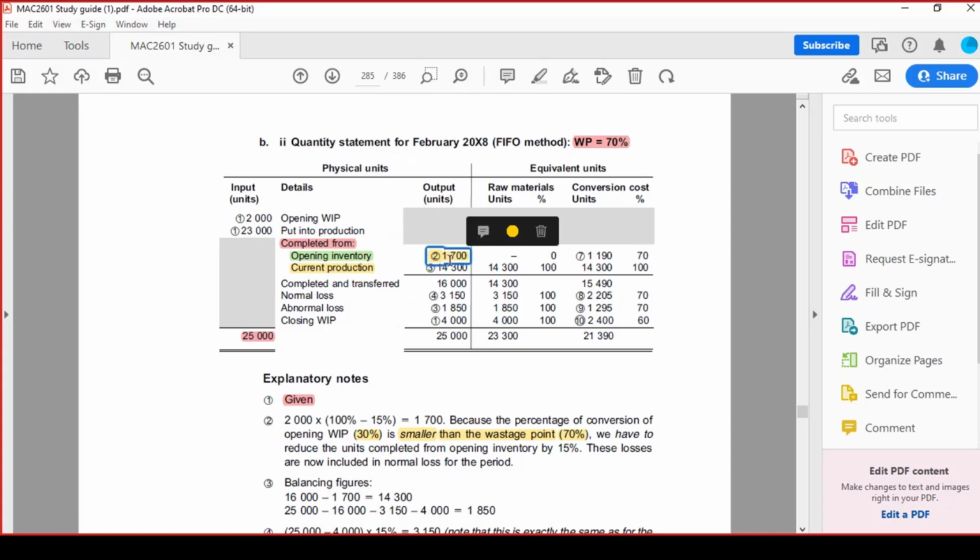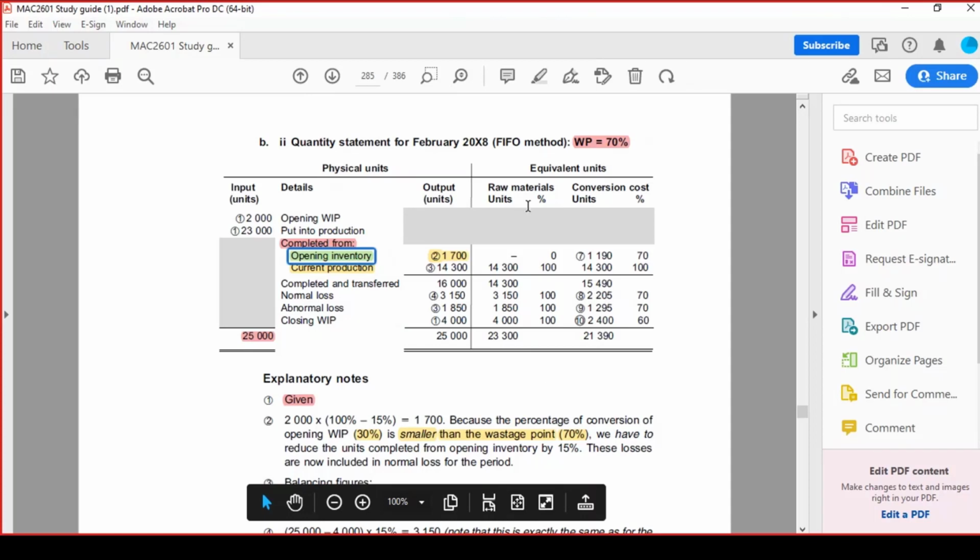Do you see where the rule applies? This is where the rule for first in, first out under completed units applies. If your opening WIP is before the wastage point, where they do the quality inspection, it will be subject to the loss. So you need to apply that loss. Matter if it's greater, you keep it. So you have a 2000 here.